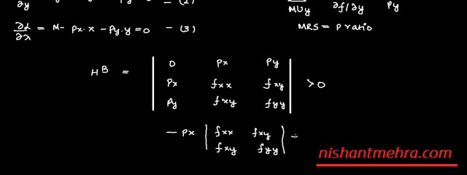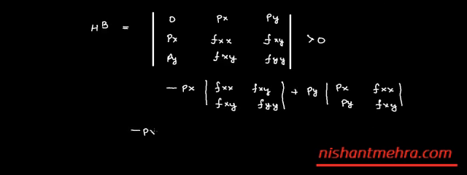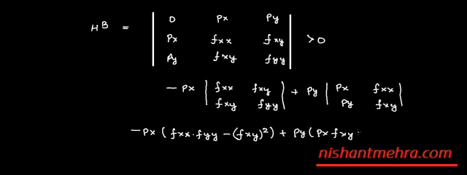Okay, and plus py times (px fxy minus py fxx). So what you will have eventually is minus px times (fxx fyy minus fxy square) plus py times (px fxy minus py fxx). This is what you will have.